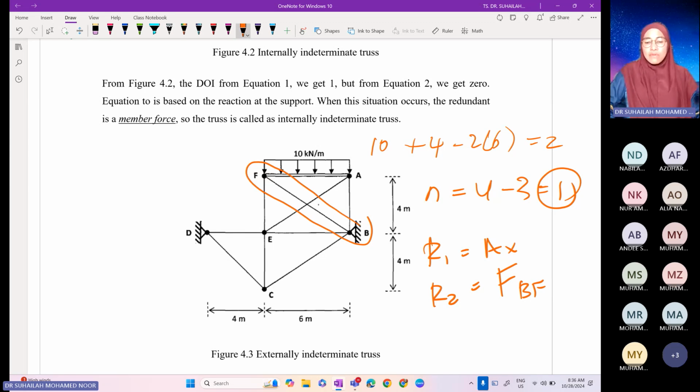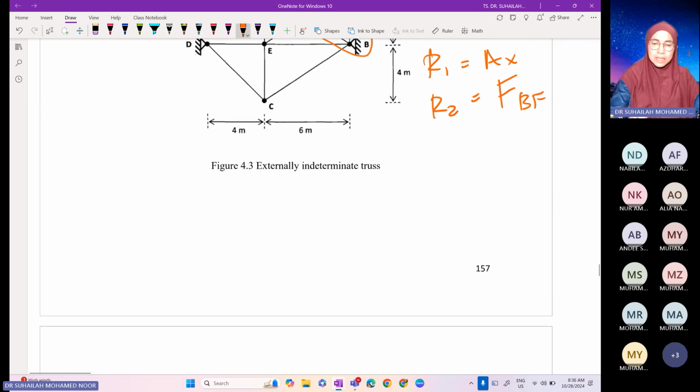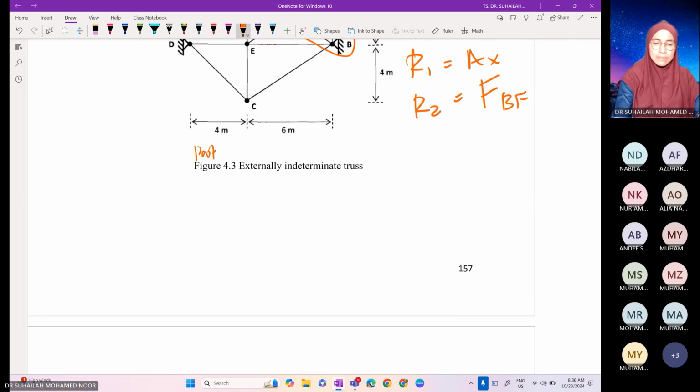Okay, so this is for externally and internally, both externally and internally indeterminate truss. Okay, next one.